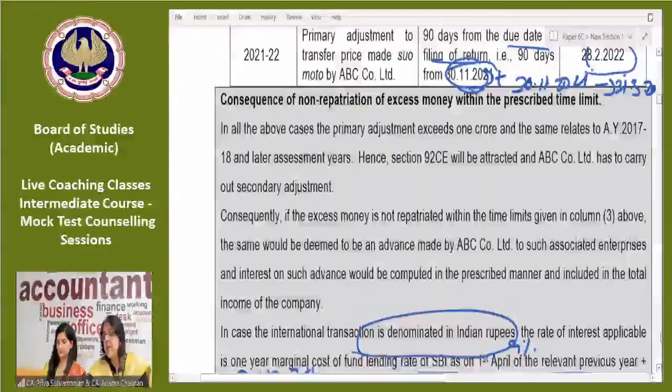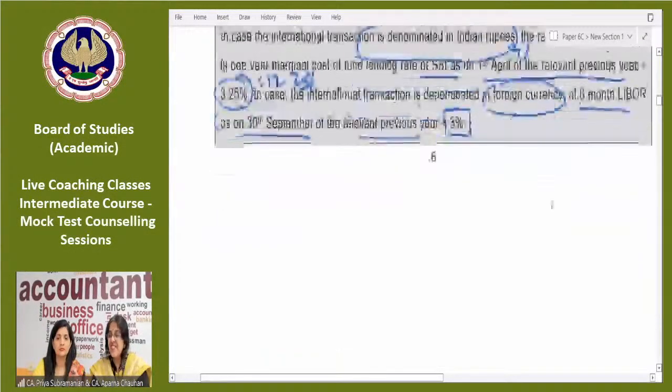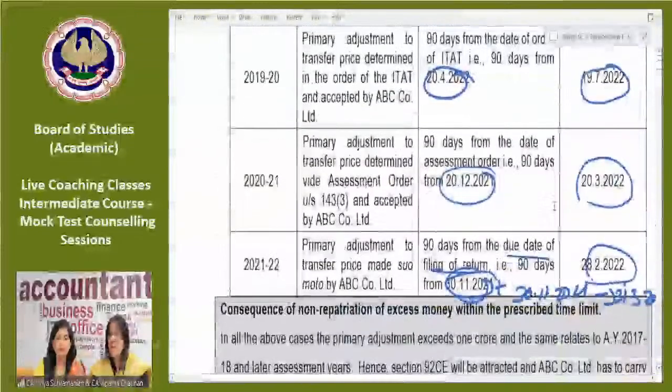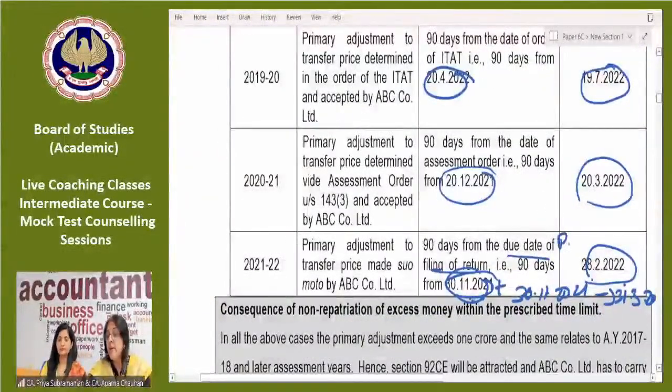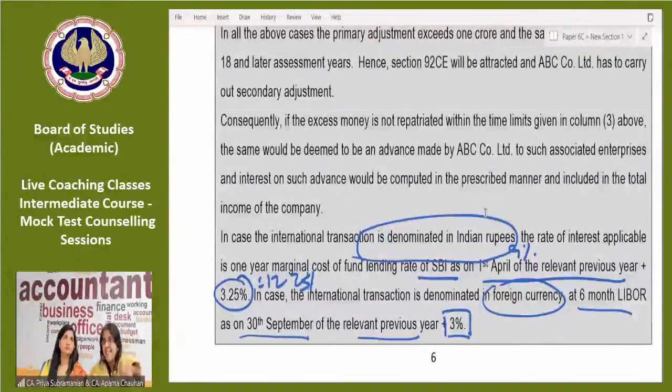31/3/2022. So, my previous year will be 21/22 in this case. So I have to see the SBI rate as on 1/4/2021. If I am seeing the LIBOR rate, that is 30th September 2021. I'll have this. 30th September 2021, because I'm computing that interest, I'll be adding it for the previous year 21-22. So which year I'm going to add the interest, that you will have to take into consideration.